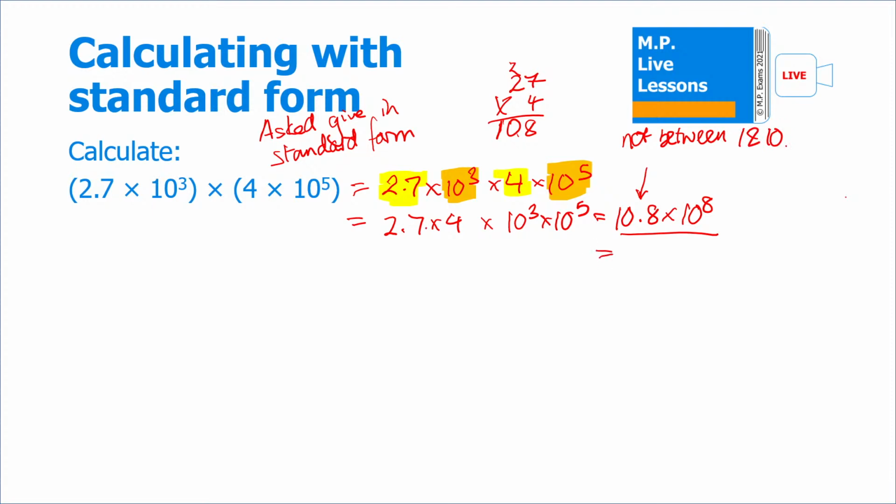So really, our number should be 1.08, but we've moved the decimal point to the left once, and that makes it 10 times smaller than it should be, than the last number. So to compensate, we multiply this bit here by 10, so we increase the power by 1, 10 to the 9. Or really, you could say 10.8 is 1.08 times 10 to the 1, and you could just multiply this and the 10 to the 8 together.